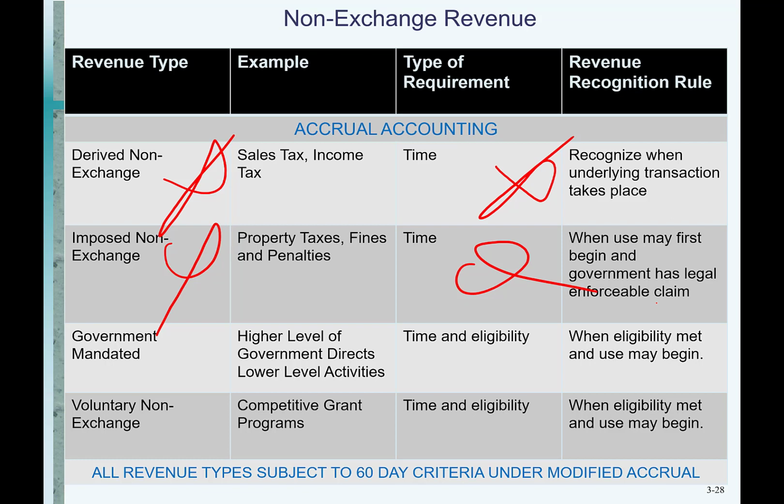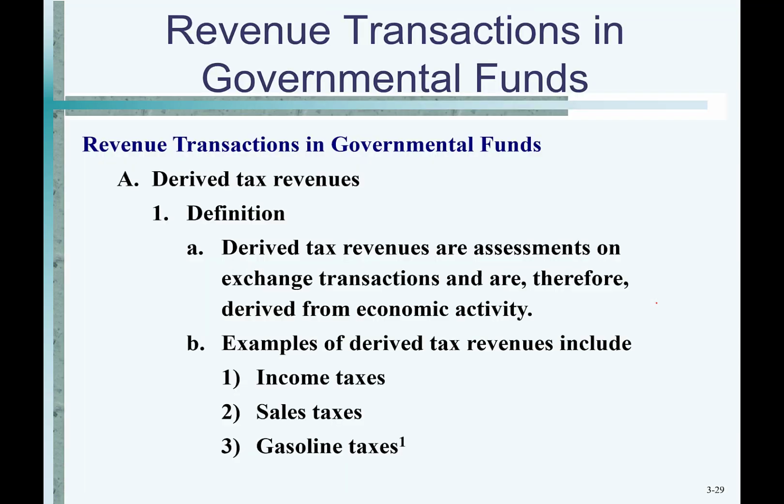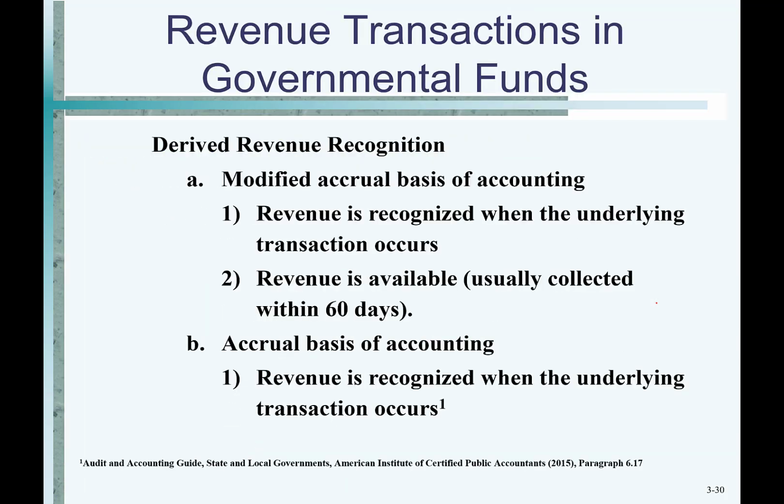But when you finally get to voluntary non-exchange, now eligibility matters because you got to have met whatever the requirements are, right? To even take it out of a liability and into a deferred inflow. And then to take it to revenue, you have to meet whatever the time requirements are. And that was that last example we had. Okay, good.